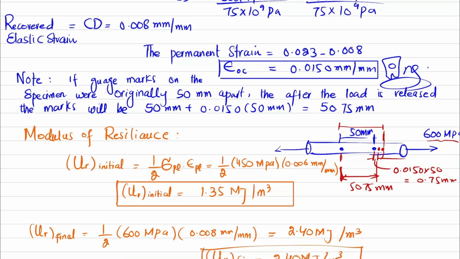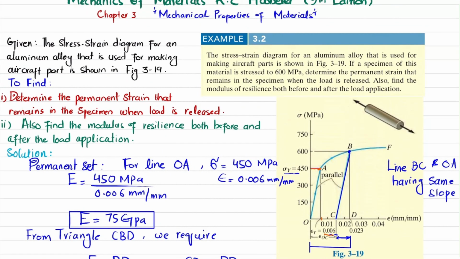Now what does this mean? I do not have the space here to write, but by comparing these two moduli of resilience, we can say that the effect of strain hardening of the material has caused an increase in the modulus of resilience. From this graph, you can also conclude that the area under this graph will give you the modulus of resilience, and the area under this graph will also give you the modulus of resilience. So in this case, the modulus of resilience has increased.